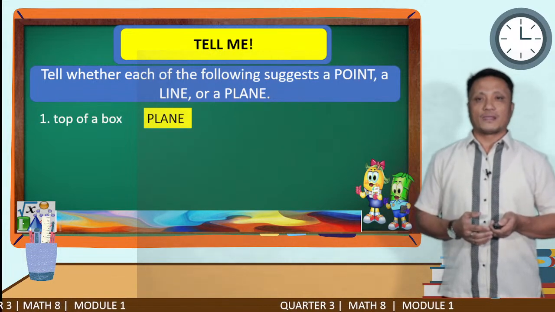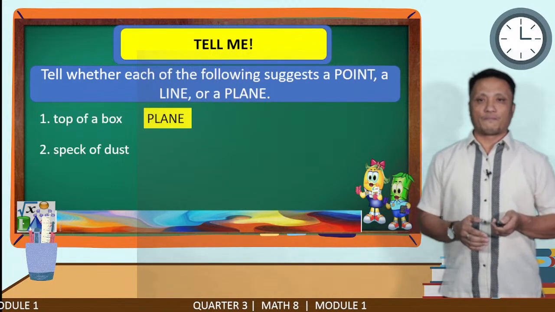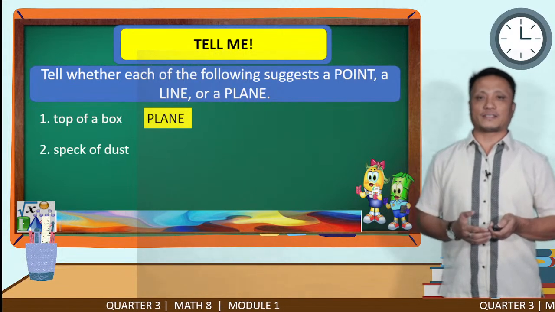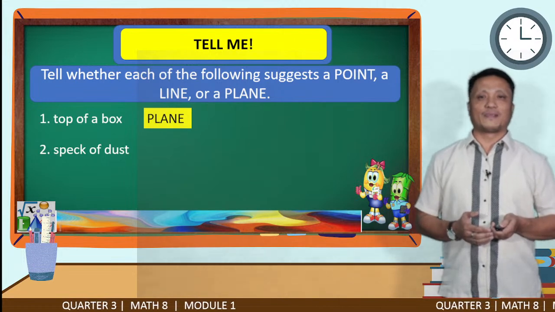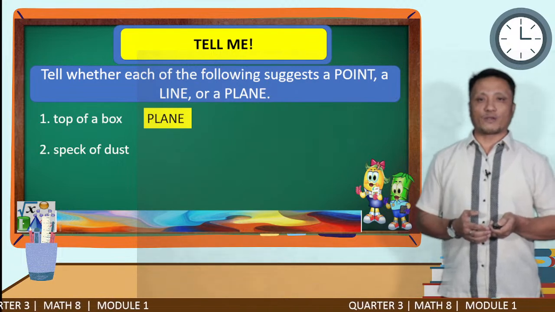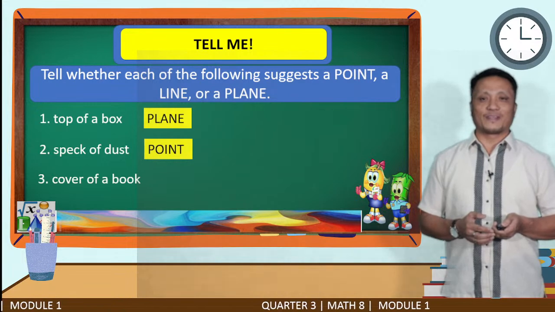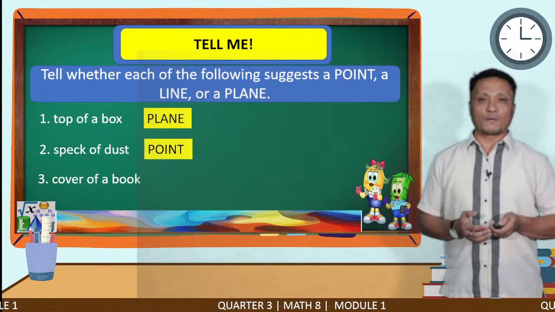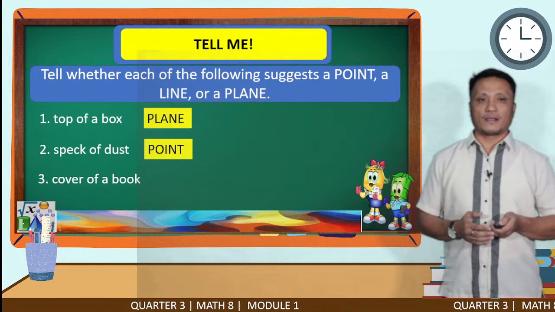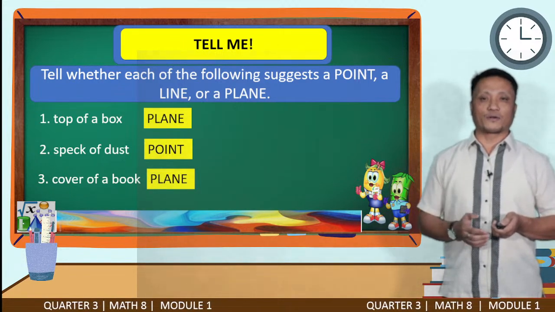Now this time, you're going to write your answers at the comment box below. Speck of dust. What does it represent? I'm waiting for your answers, class. Very good. Many are writing their answers and sending them in our channel. Speck of dust represents a point. Excellent. How about the next item? Number 3, cover of a book. Again, feel free to write your answers at the comment box below. I can see many answers, and if your answer is plane, then you are correct.